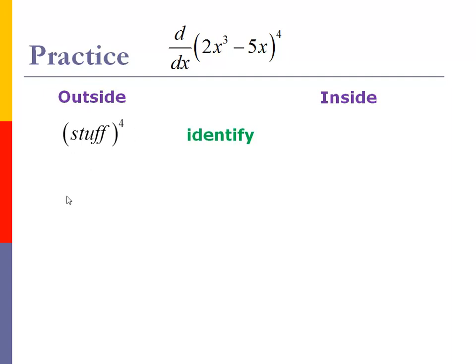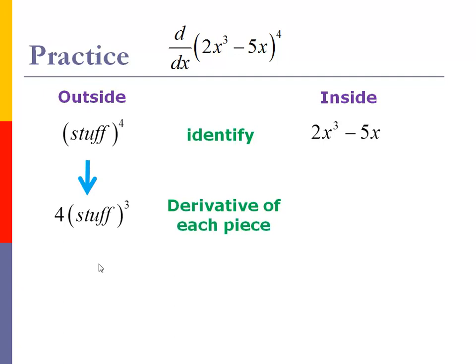All right, so I've got stuff to the fourth power. That's my outside function. And then my inside function would just be the stuff that's inside the parentheses. So I've got a power 4, that's the outside function, and my inside function is the 2x to the third minus 5x. So I've identified who's outside, who's inside. Next step, just do the derivative. So I do the derivative of each piece.